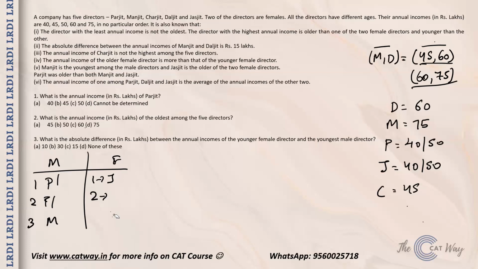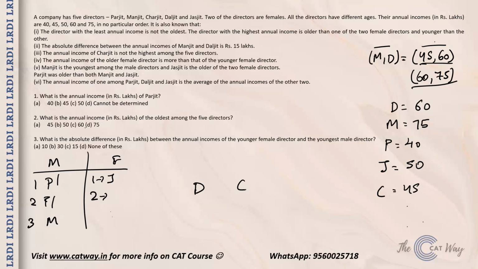See, J is over here, right? The annual income of the older one is more than that of the younger one. So the annual income of J can never be 40, because then it will never be higher than any of the people. So J is going to take 50 and P is going to take 40 in that case. Now J has to be higher than the other female director. What are the possibilities for the other female director? The other possibilities are D and C, right?